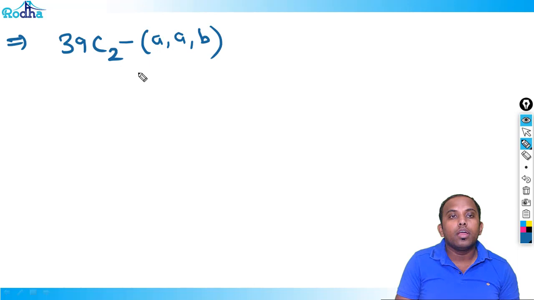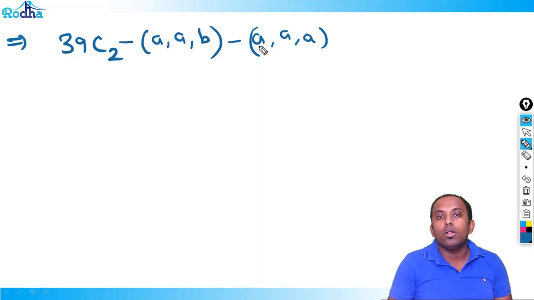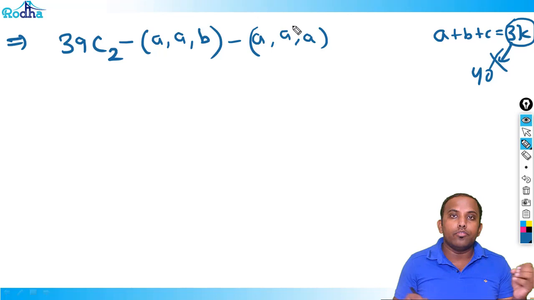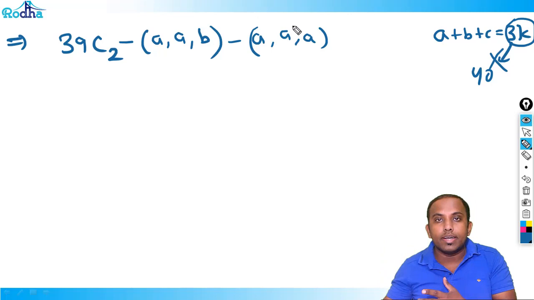Then I will remove all the cases of the form AAA. But obviously, since the sum is 40 here, the case is not AAA, meaning all three numbers are equal. If all three are to be equal, this number has to be a multiple of 3. But 40 is not a multiple of 3. That means the AAA case will be 0. So out of total 39 C2 cases, which contain ABC written 6 times each and AAB written 3 times each, remove all the AAB cases, remove all the AAA cases.